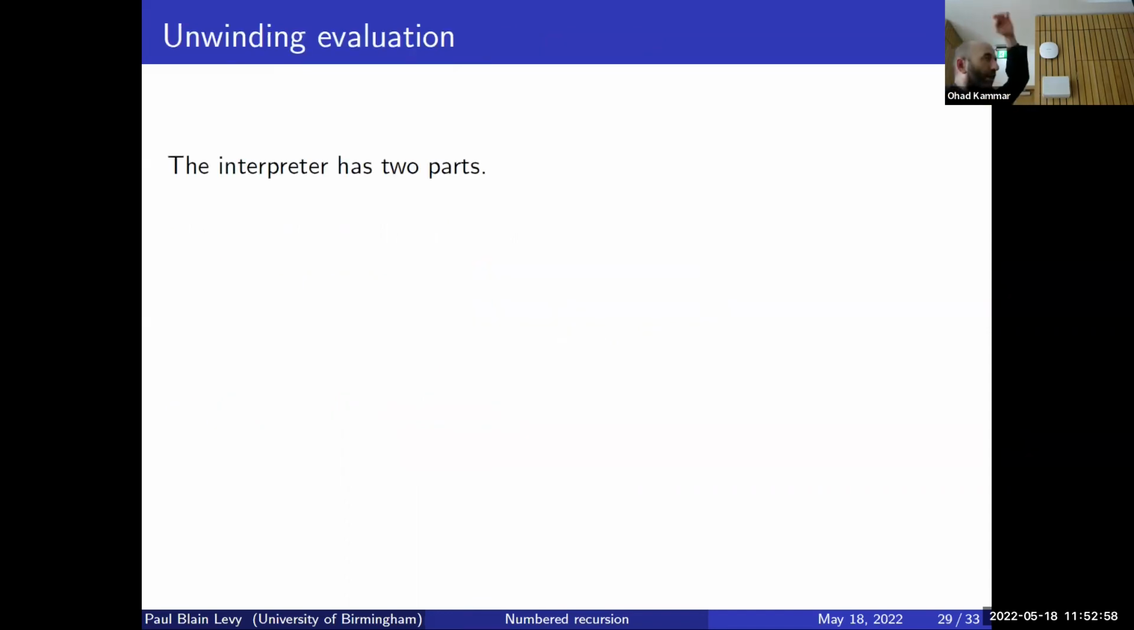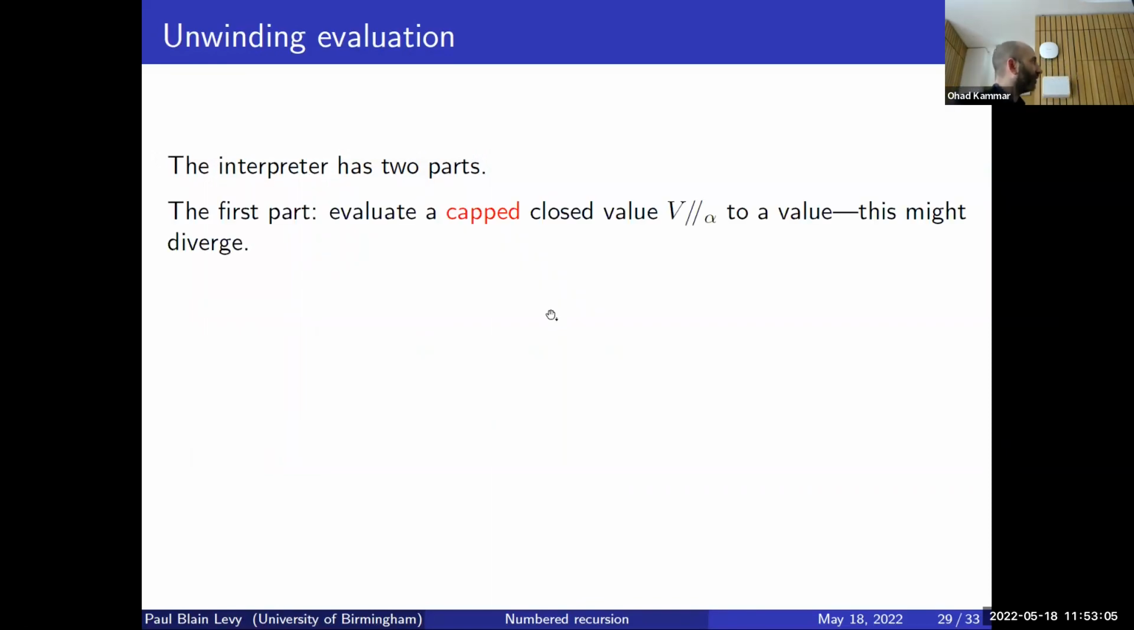Okay, so we need an unwinding interpreter and we need a decreasing interpreter. It comes in various parts. The first part of the interpreter is that we're going to evaluate a capped closed value. That means a closed value together with a cap, and that's going to evaluate to a value. And that process of evaluation could diverge. It's not surprising. Remember that alpha denotes a partial endomap, so because it's partial, it's not surprising that this could diverge. That's the first part of the interpreter.